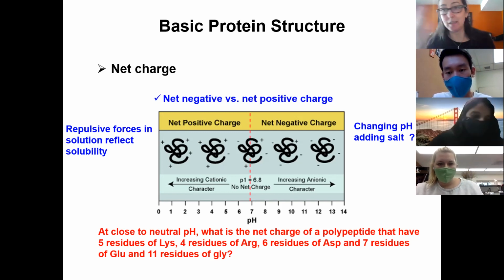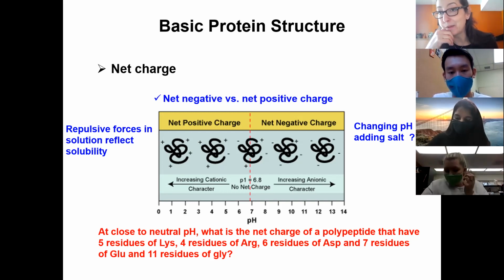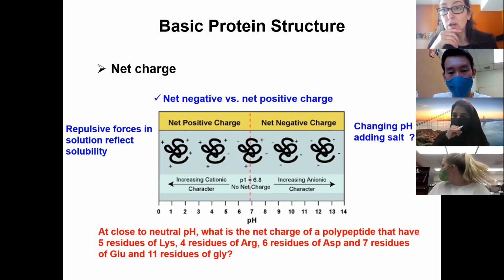But this is a very simple peptide. It's not like that. Your proteins have a lot more amino acids, obviously, and then there's the environment, and it gets really complicated. We don't usually calculate it that way. We have systems that measure net charges for us.